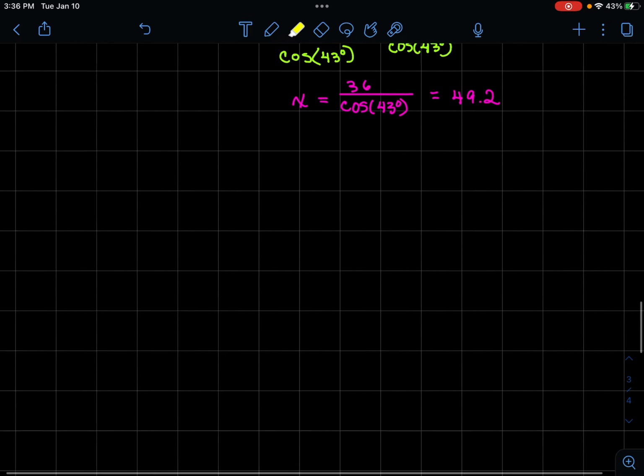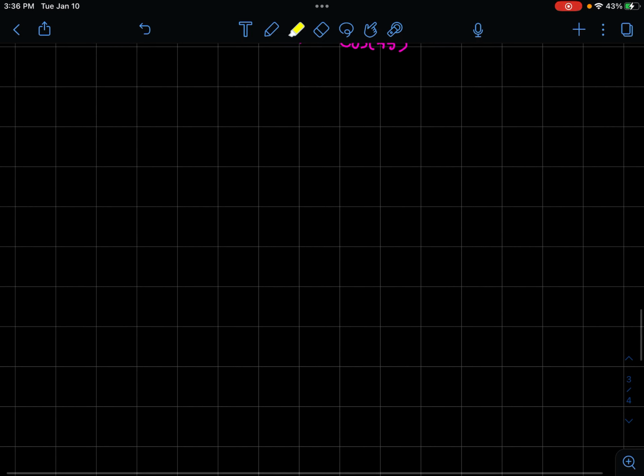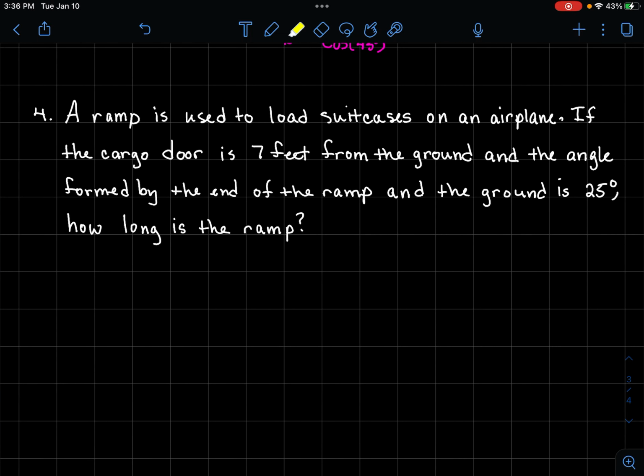So again, we want to have some type of application for this, and here we're going to look at one word problem that has an application. Here we have a ramp. It's used to load suitcases up onto an airplane. The cargo door is 7 feet from the ground. The angle formed by the end of the ramp, the very tip of it, going up from the ground, is 25 degrees. How long is this ramp?